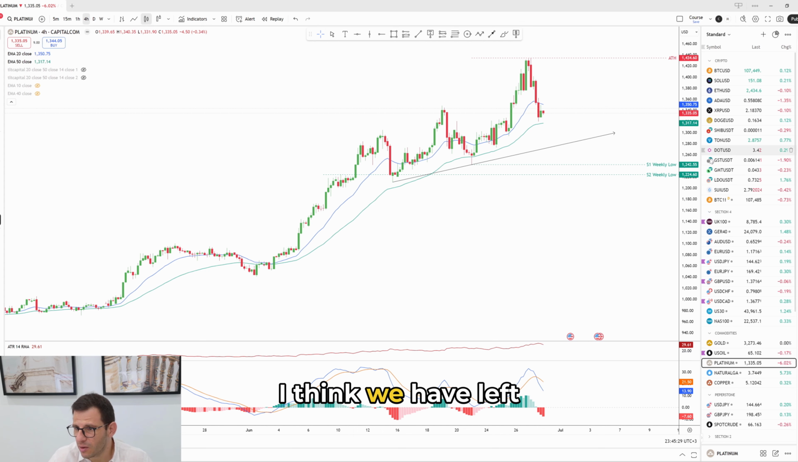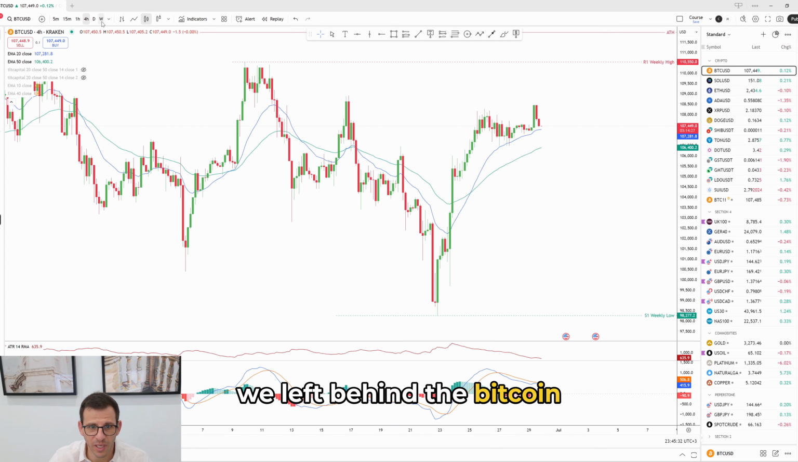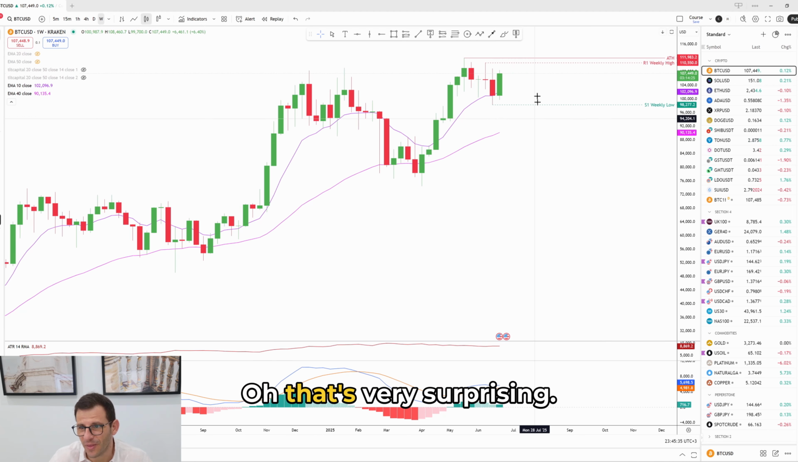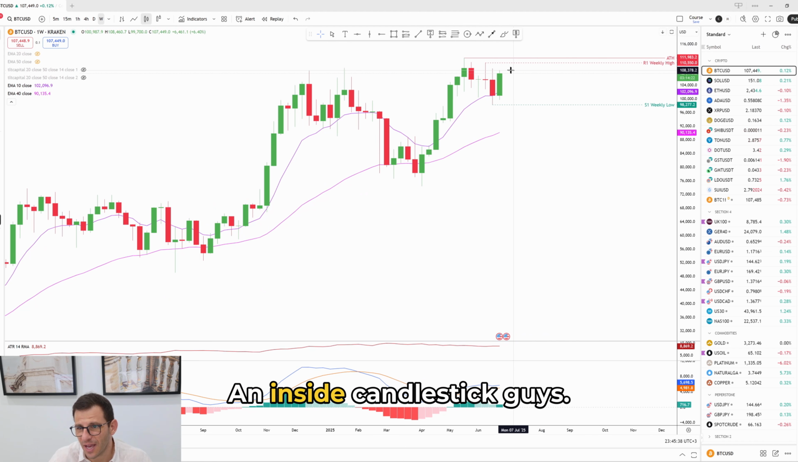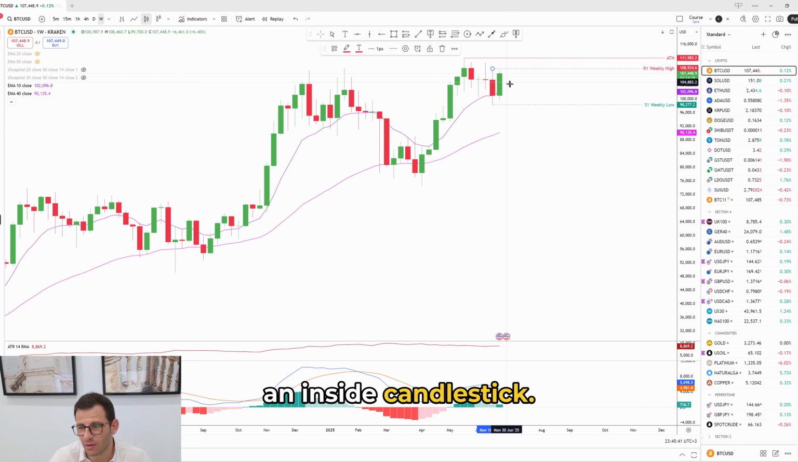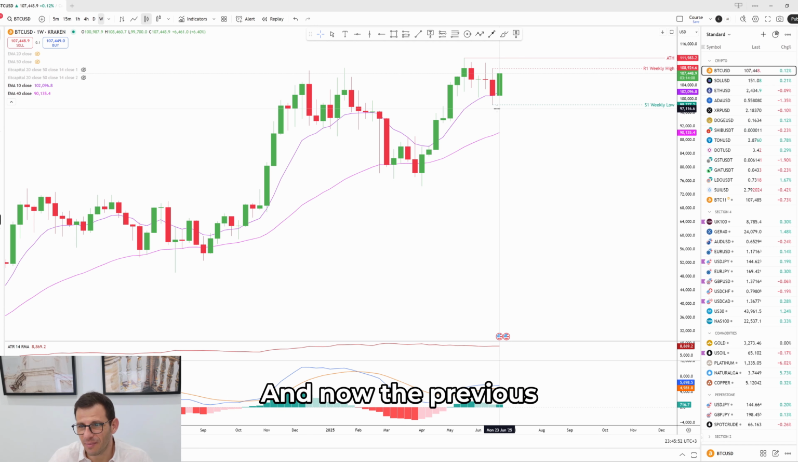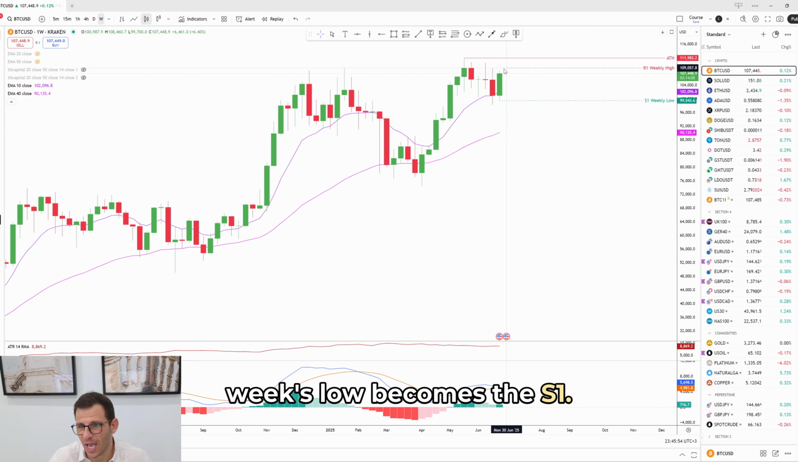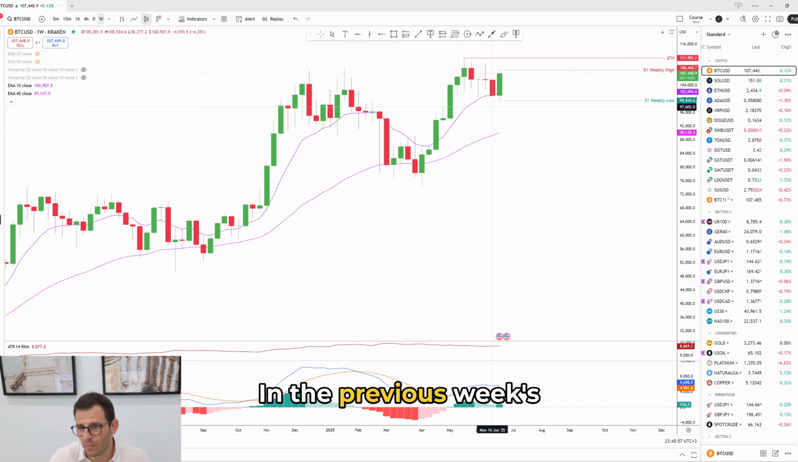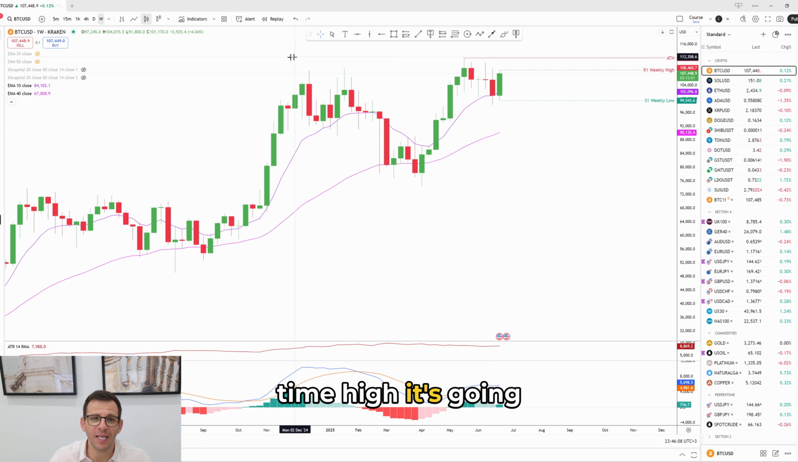I think we have left behind the Bitcoin weekly time frame. Oh, that's very surprising. An inside candlestick, guys. Here, this is an inside candlestick. We have only 15 minutes for this candle to close because it's almost midnight here in Cyprus. And now the previous week's low becomes the S1, and the previous week's high, or current high, which in 15 minutes is going to be the previous week's high, becomes the R1.